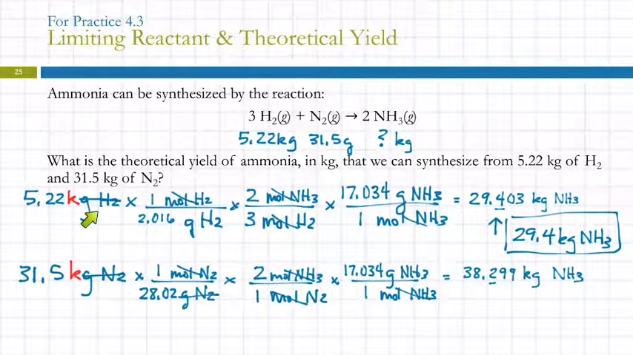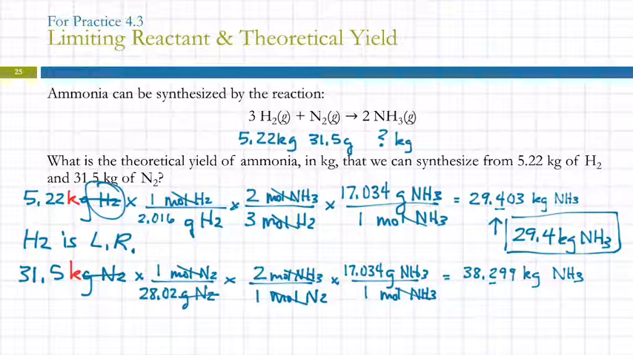The limiting reactant is the reactant that gave us the smaller amount. I'll sometimes have students tell me that the limiting reactant is 29.4 kilograms of ammonia. Well, that's not the reactant, right? Here's the theoretical yield. You go back and you find out which of those gave you the smaller. So hydrogen is the limiting reactant, and I sometimes abbreviate that LR. This question didn't ask for that, but sometimes it does. Any questions?